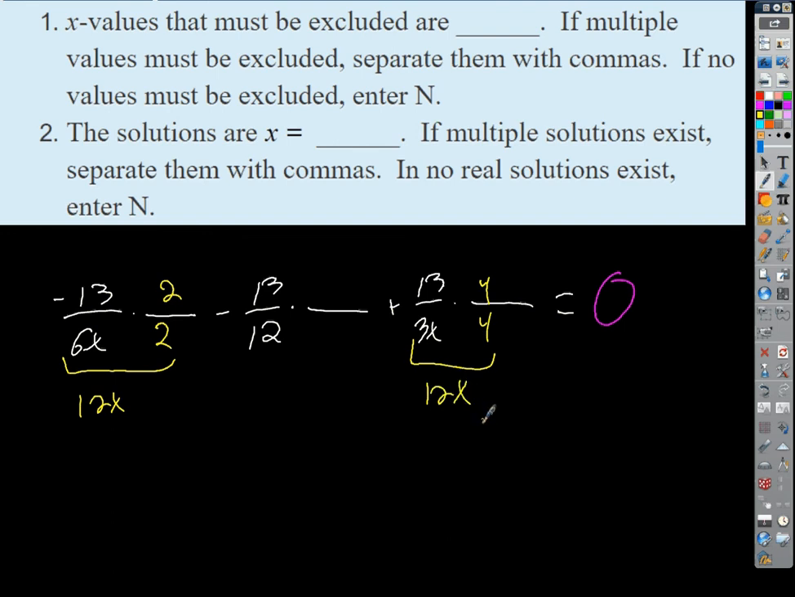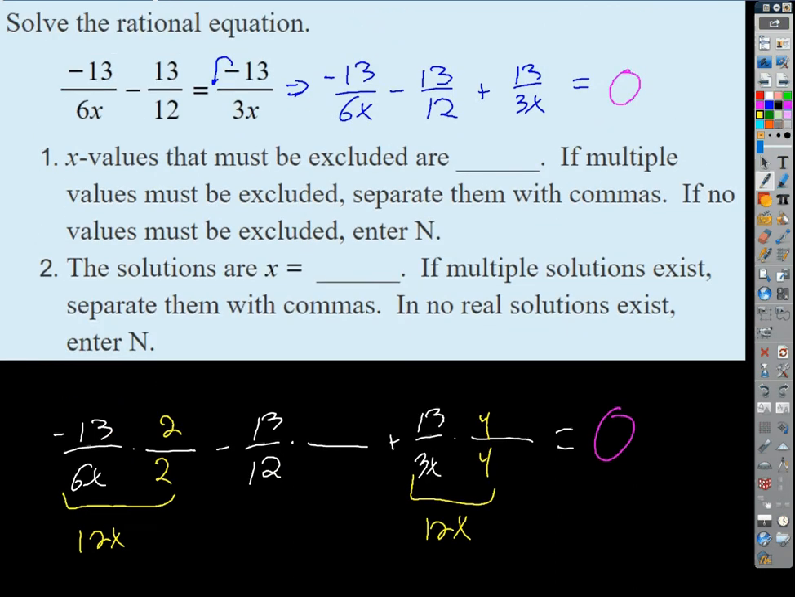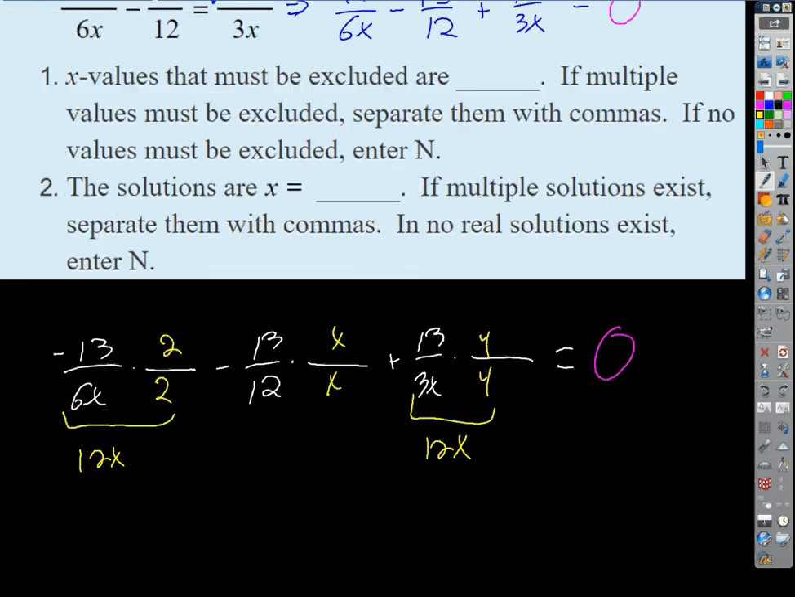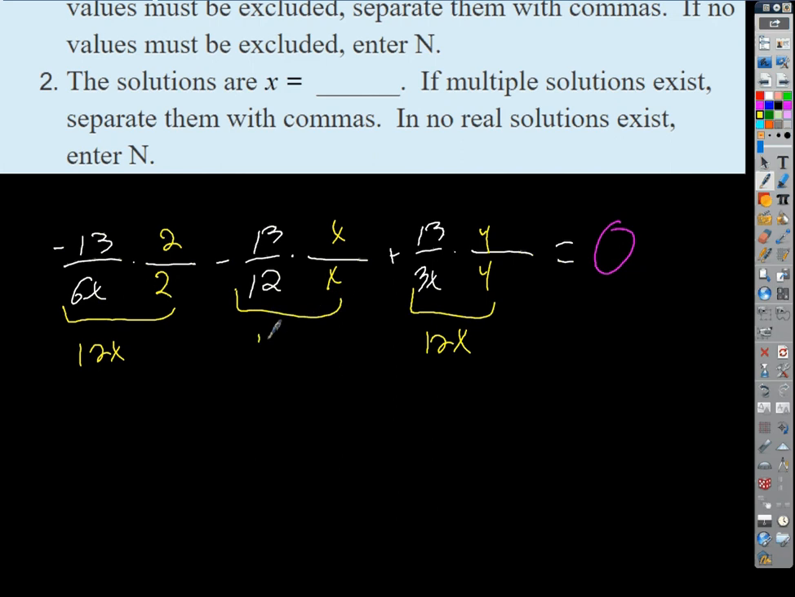Here, I've only got a 12, so I need the variable part also, right? I need to know what's the smallest power of x that I could have in the denominator, so each term divides into it. And the secret is it's always just going to be whatever the largest power of x in the denominator is, that's what I need in my common denominator. So in this case, it's just a plain old x. So what do I need to multiply this one by, top and bottom? X. Good, and now notice what I've got. Now I've got my common denominator, right?